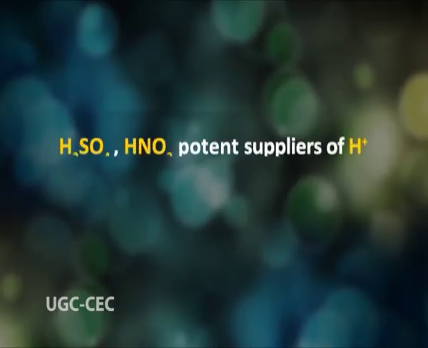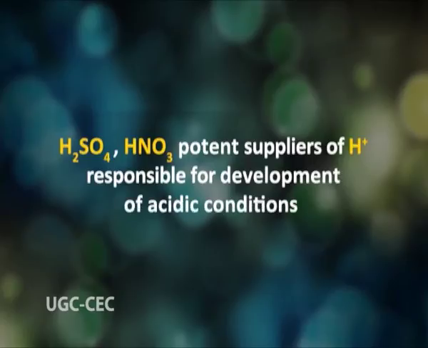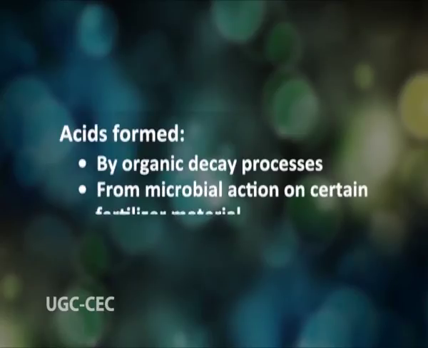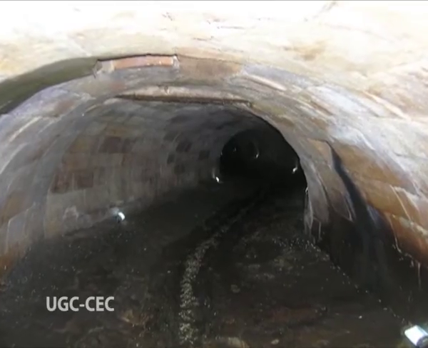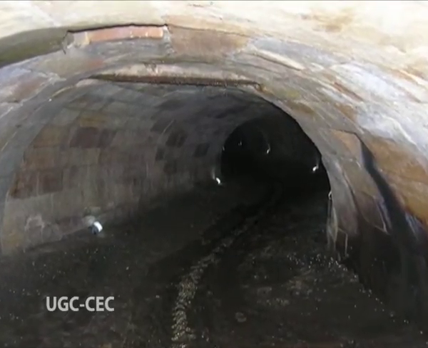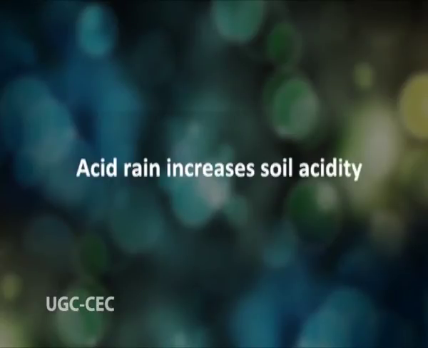Inorganic acids such as sulfuric acid and nitric acid are potent suppliers of hydrogen ion in the soil and are responsible for the development of acidic conditions in the soil. These acids are formed by organic decay processes and from the microbial action on certain fertilizer material. Leaching also encourages acidity in the soil as bases that have been replaced from the colloidal complexes or dissolved by percolating acids are removed by drainage waters. In addition, acid rain also contributes in the increase of soil acidity.